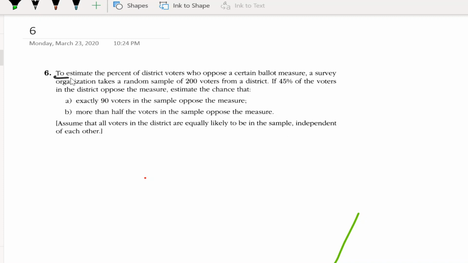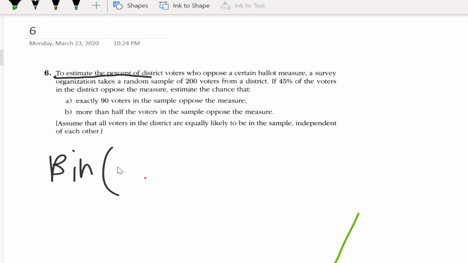Okay, so to estimate the percent of district voters who oppose a certain ballot measure, a survey organization takes a random sample of 200 voters from a district. If 45% of the voters in the district oppose the measure, estimate the chance that exactly 90 voters in the sample oppose the measure.